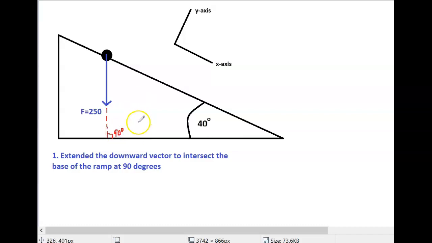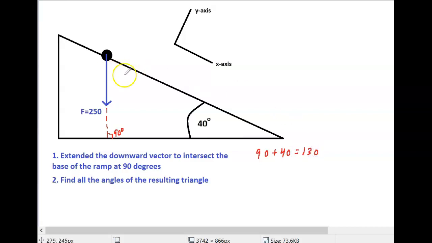So we've done that here, we have 90 degrees. Our second step will be to find all the angles of this resulting triangle. So we have a 90-degree angle and a 40-degree angle, which gives us 130. So this angle must be 50 since the sum of the angles of a triangle is 180 degrees.